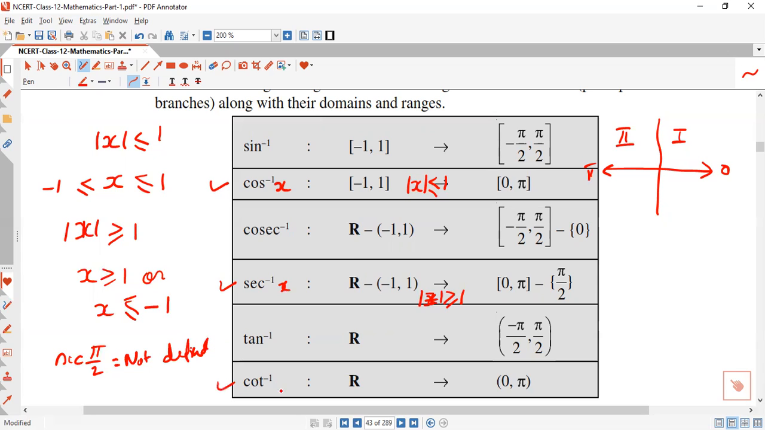Similarly, cot inverse x: the domain is all real numbers, minus infinity to plus infinity, and the range is 0 to pi. This is an open interval, meaning 0 and pi are not included because cot 0 is again not defined, and cot pi is again not defined.